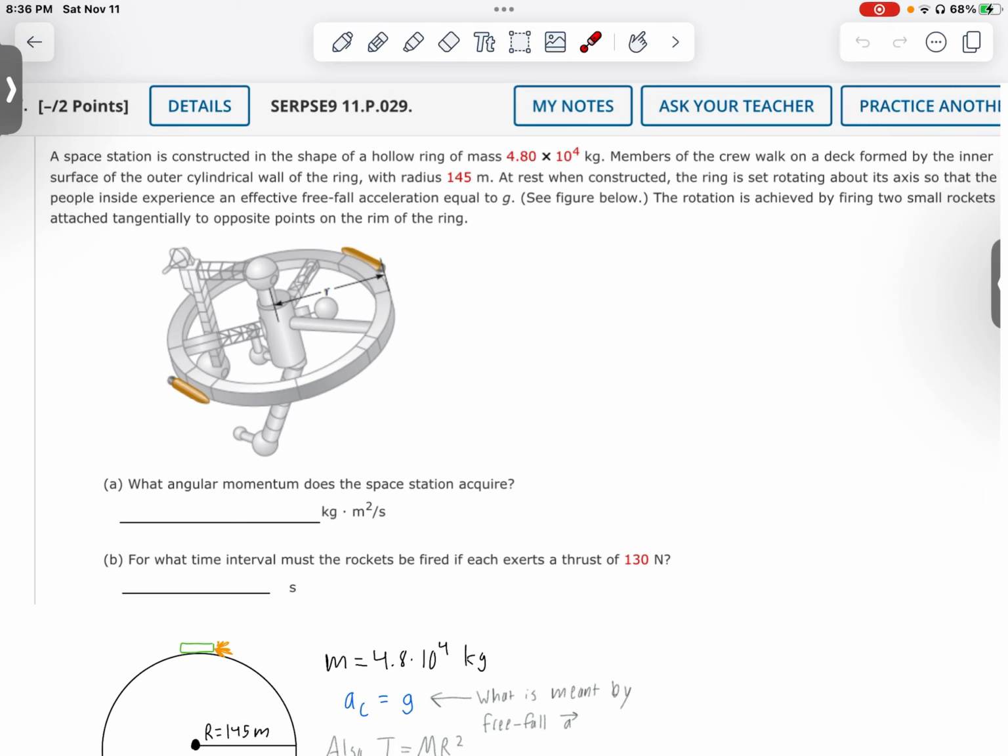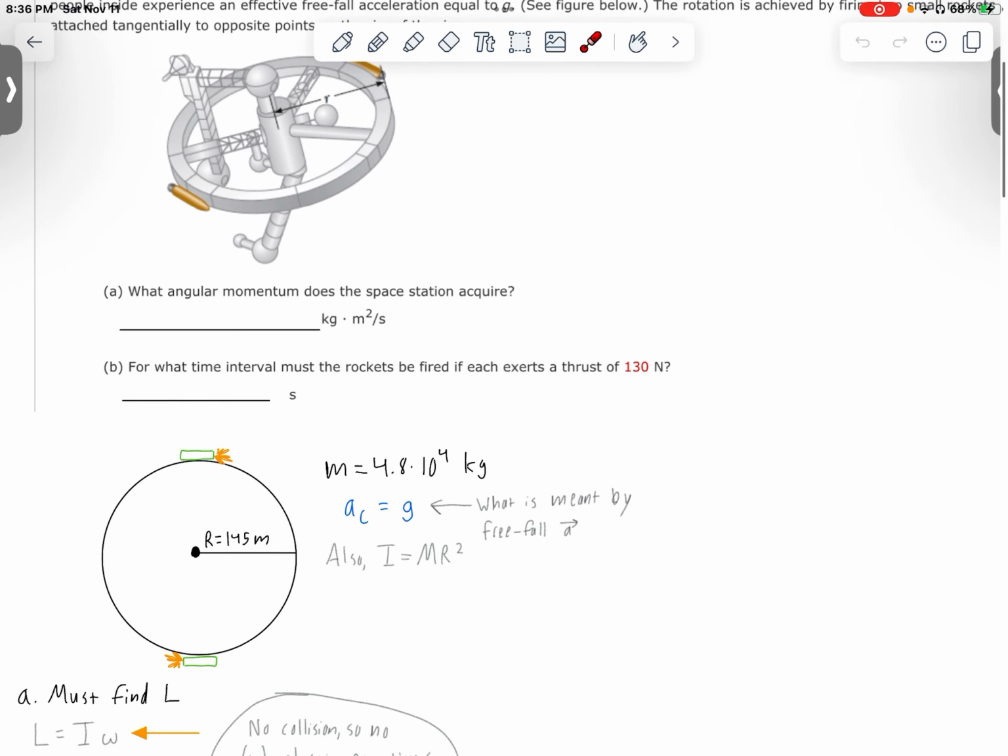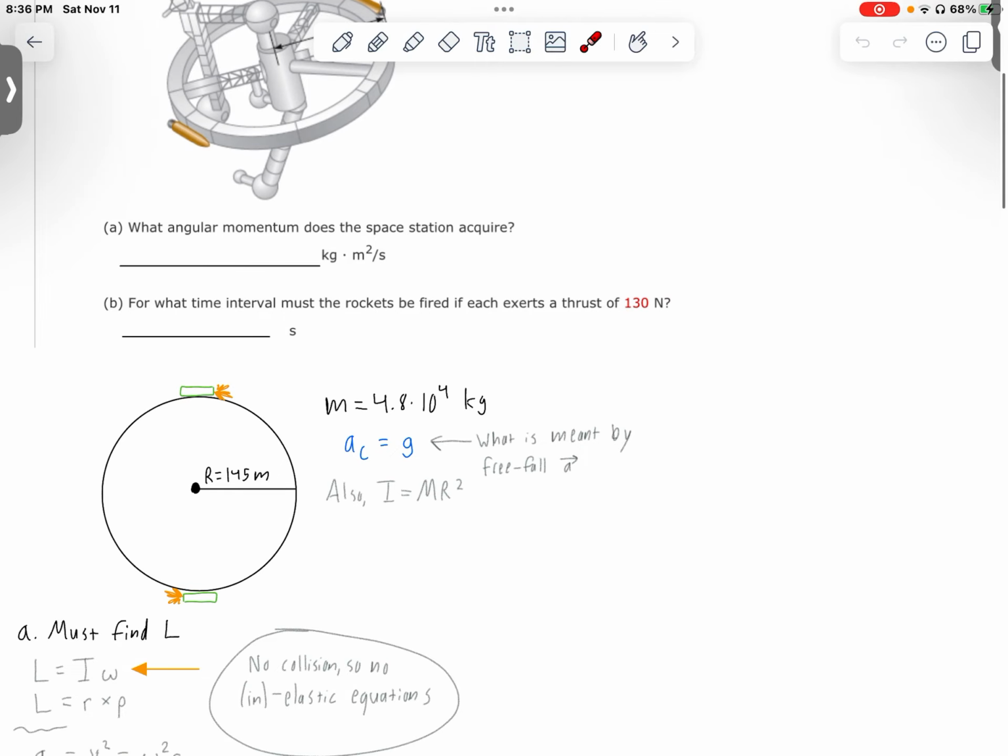The rotation is achieved by firing two small rockets attached tangentially to opposite points on the rim of the ring. So problem A asks, what angular momentum does the space station acquire?